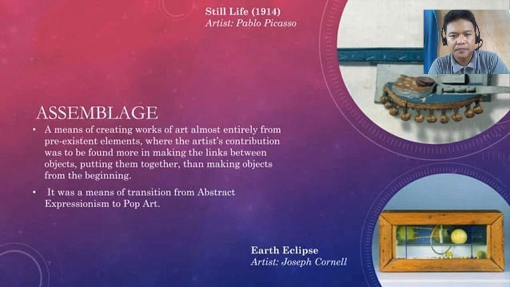Next is assemblage. It is a means of creating works of art almost entirely from pre-existent elements, where the artist's contribution is found more in making the links between objects, putting them together, than in making objects from the beginning. So it's a combination of different objects to form a new meaning. We have examples right there: the Still Life by Pablo Picasso and the Earth Eclipse by Joseph Cornell. Those are different materials that were assembled.